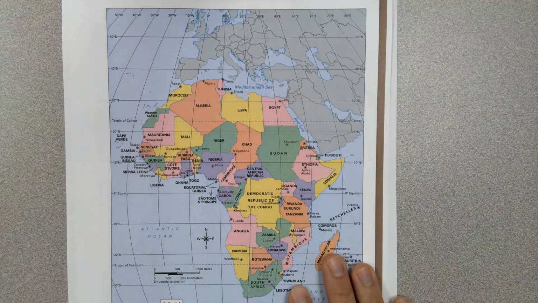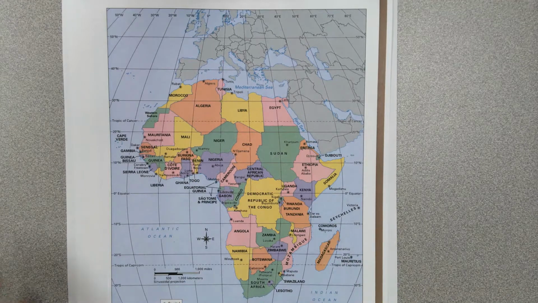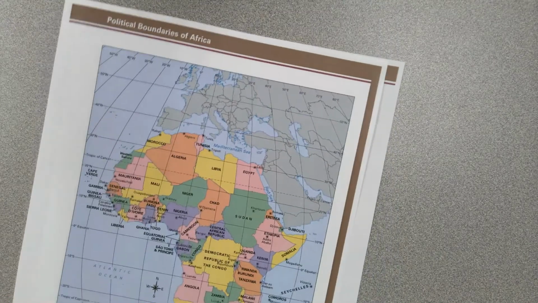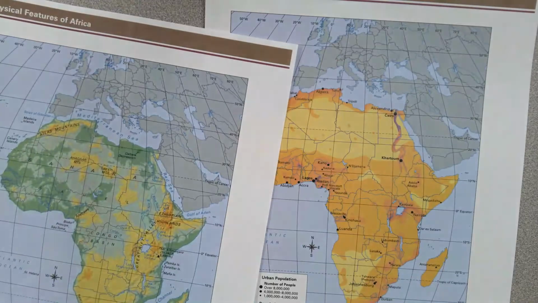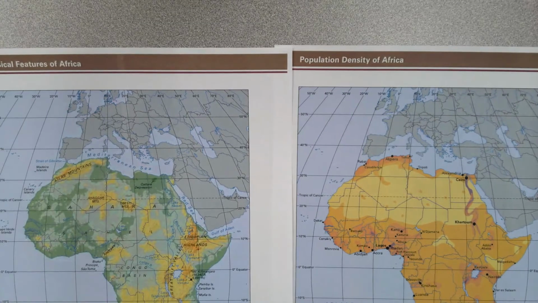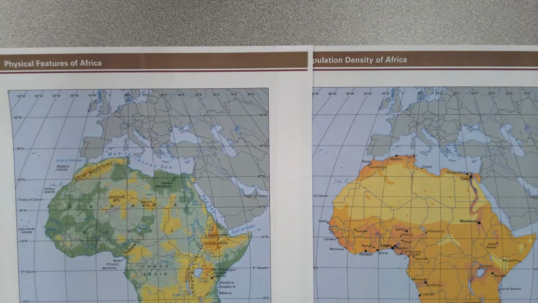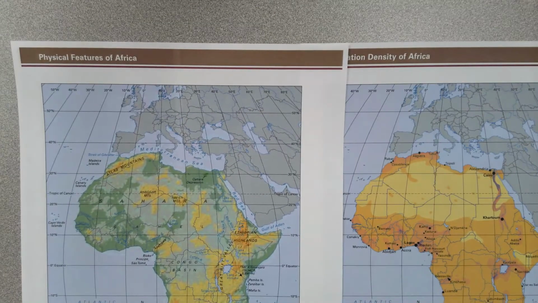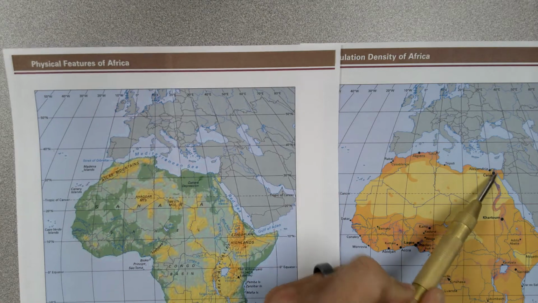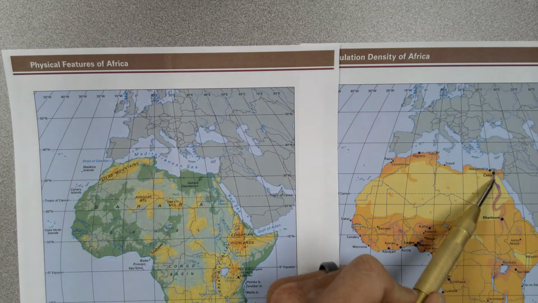Now, on a physical features map, we need to figure out what physical feature has a lot of population in Egypt. So now we're going to check both our physical features map and our population density maps. And as we check both our physical features maps and our population density map, let's actually start with our population density map because we got to figure out where most people in Egypt are located. And we see this little squiggle right through Egypt.